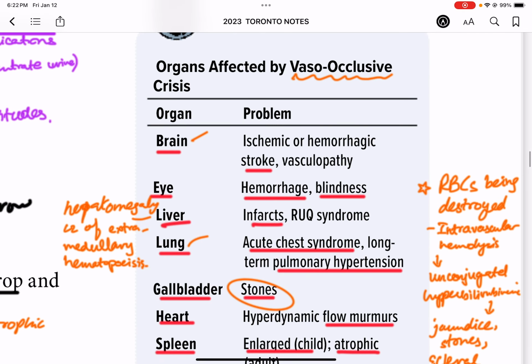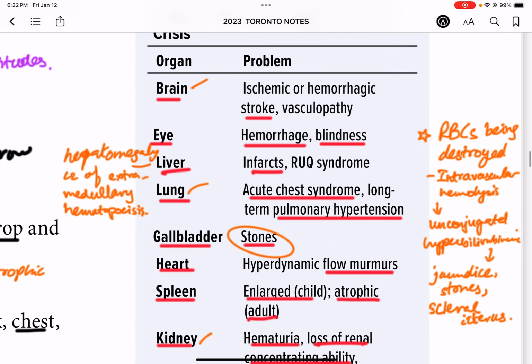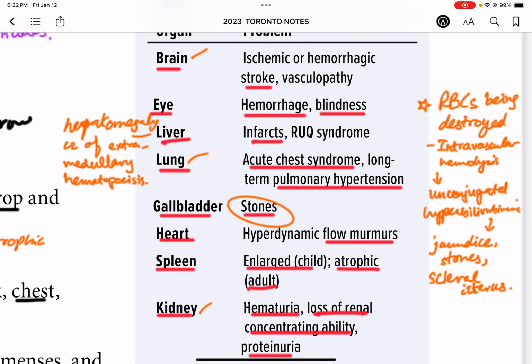So the brain is affected, that can lead to stroke, which could be ischemic or hemorrhagic. And then there would be vasculopathy. In the eye, there would be hemorrhage or blindness. In the liver, there would be infarcts. There can also be hepatomegaly, but that is not because of the vaso-occlusion. It is because RBCs are being hemolyzed, and there is intravascular hemolysis going on.